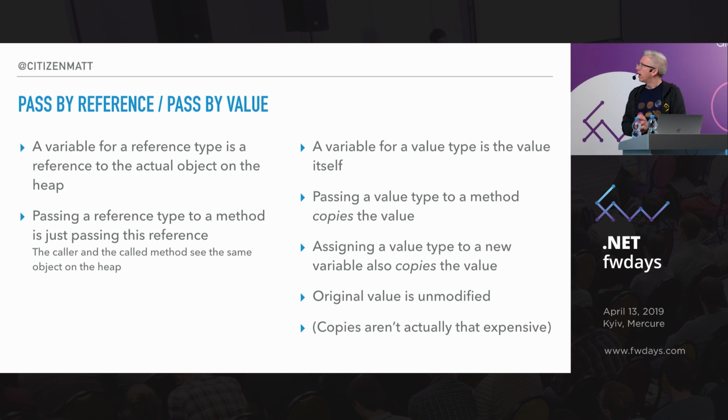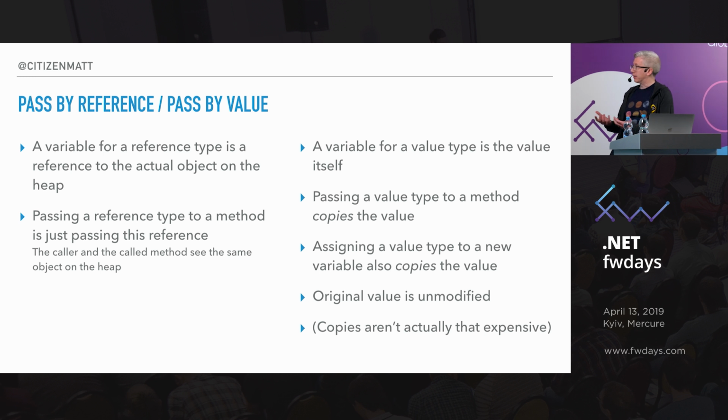OK. I've been talking about passing by reference and passing by value, so let's have a refresher as to what this means and how we can make use of this. If we have a variable for a reference type, this is actually a reference to the object on the heap. It's over here. Passing a reference type to a method is just passing this reference. So the caller method and the called method still see the same object. It's this object over here on the heap.